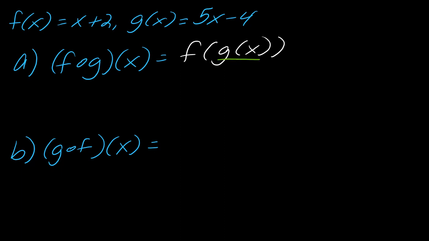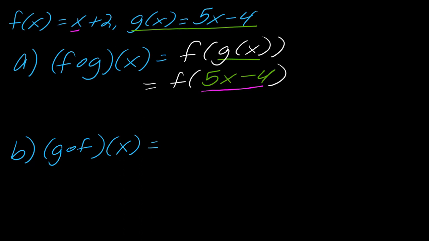I've got my g of x here, and I want to now fill in this part. So if I do that, this is going to equal f of, now let me fill in my g of x, 5x minus 4. Okay, so now I have to think about what does this actually mean. What this is telling me to do is to now plug in wherever I see an x in my f of x, I now need to replace it with this 5x minus 4. That's what composition is asking you to do.